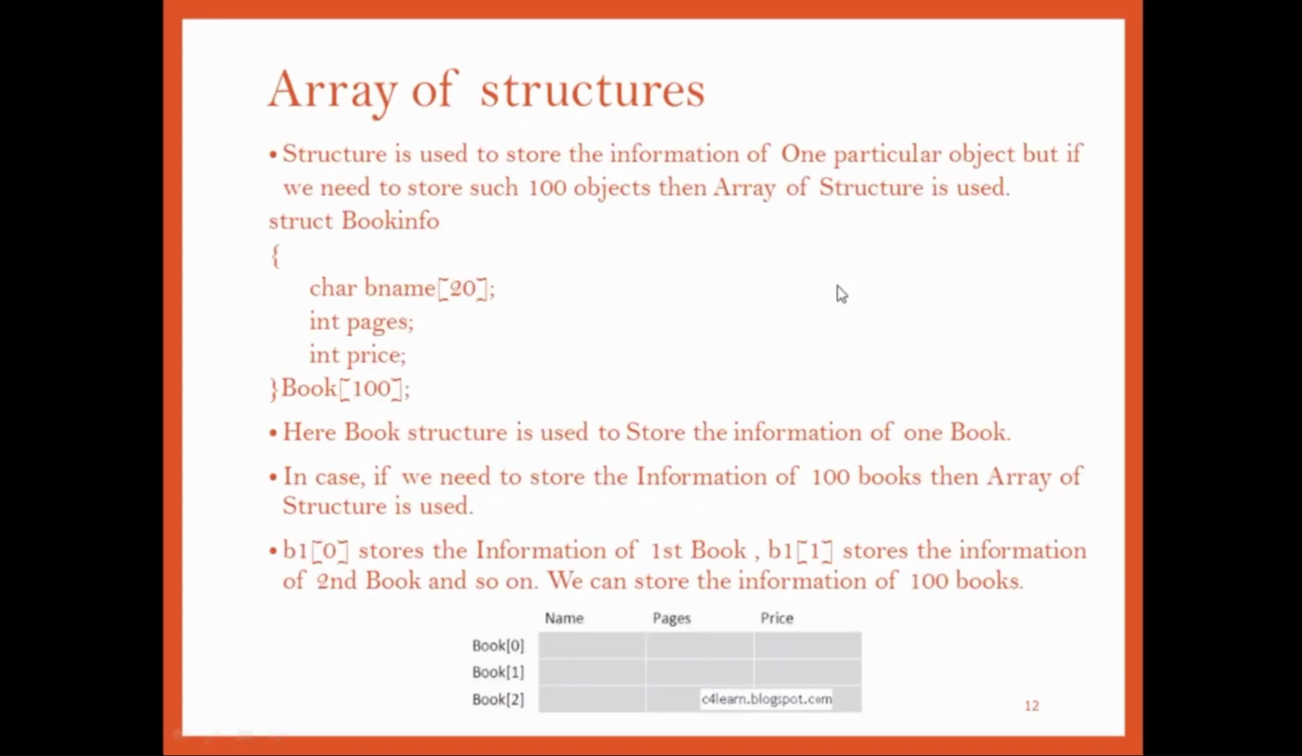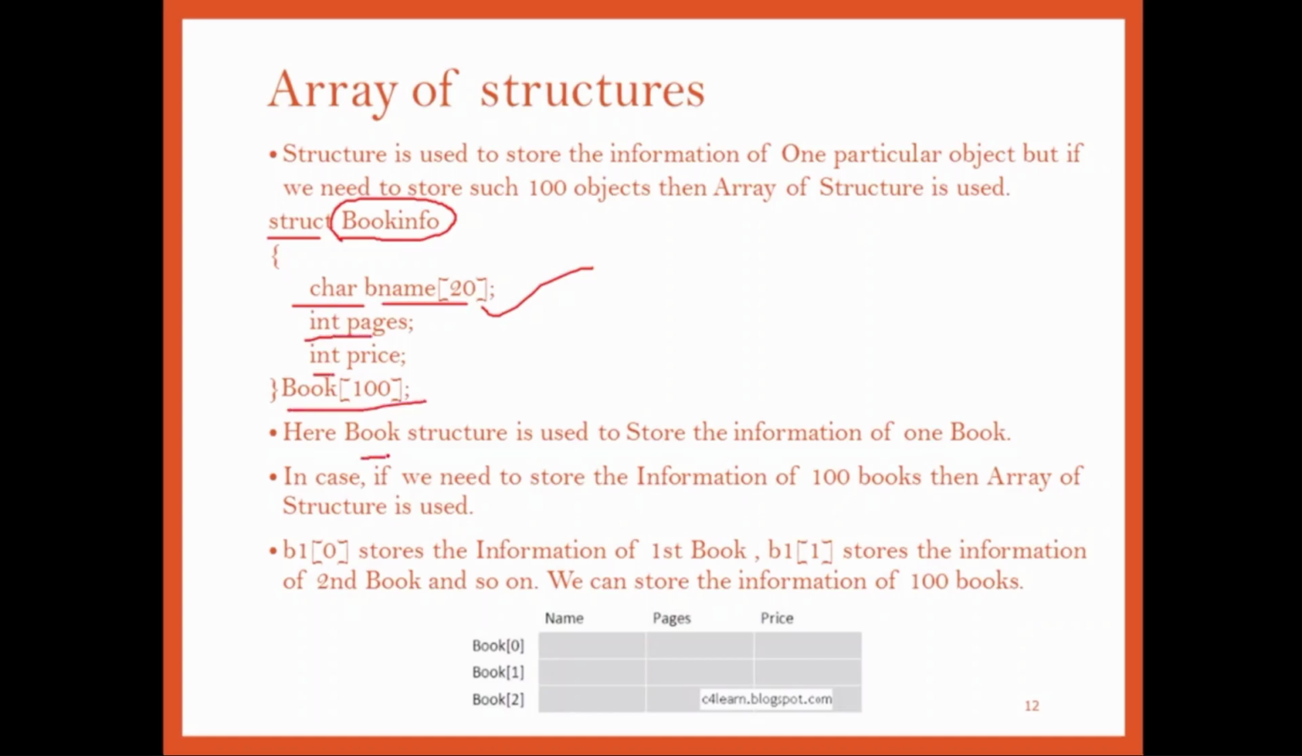Okay, then next is the array of structure. A structure is used to store the information of one particular object, but if we need to store such 100 objects, then the array of structure is used. Here suppose I am taking the structure like that. Struct is a keyword, and my name of structure is book info. Then char book name, the size of that name, then int pages, int price, after that book[100].